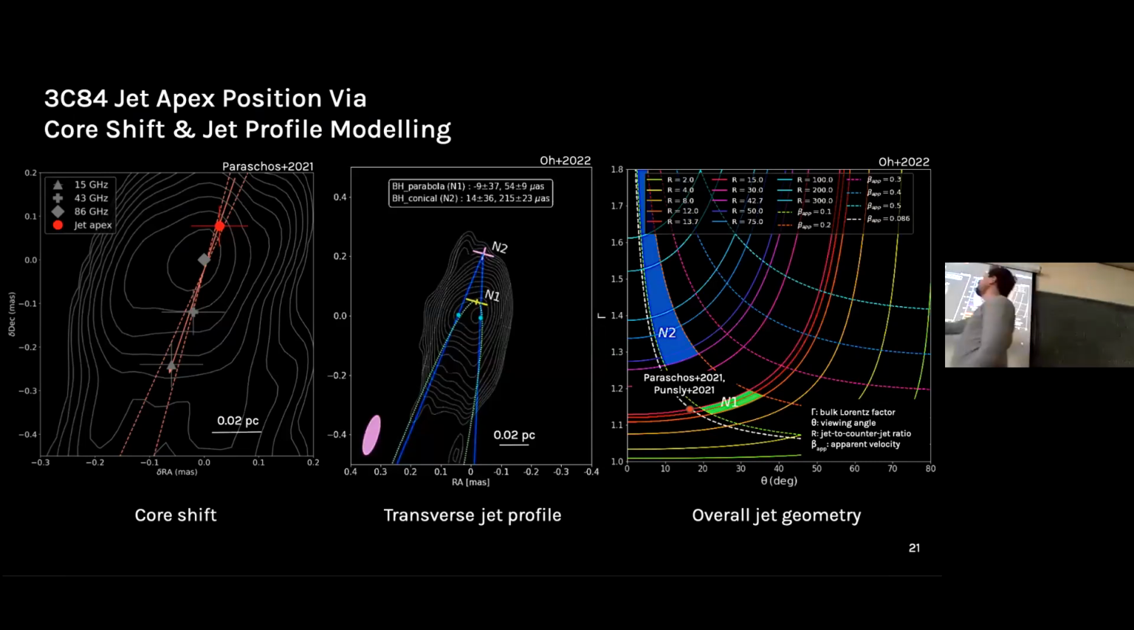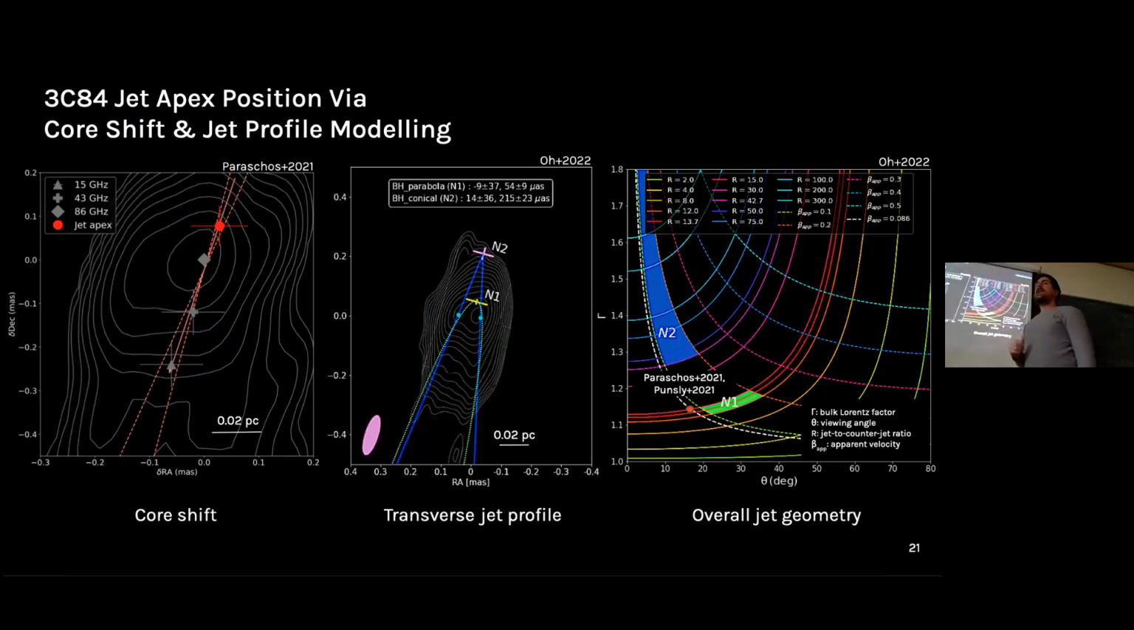So this is the left panel. You can see the contours of the 86 gigahertz. You can see the core position at 15, 43, and 86 gigahertz. And extrapolating, like I showed in the previous slide, you can see that the real jet apex is located here, which is this distance, the 80 microarcseconds that I mentioned.